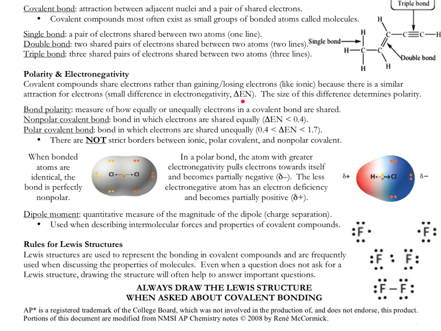We define that as a small difference in electronegativity. You may see that written as delta EN, difference in electronegativity. If there's no difference in electronegativity, then the electrons are shared perfectly equally. If there's a small difference in electronegativity, they're still shared, just not equally. If there's a huge difference in electronegativity, we make an ionic bond. So if there's that intermediate, small difference, that determines if the molecule is polar or not, a measure of how equal or unequal the electrons are shared.